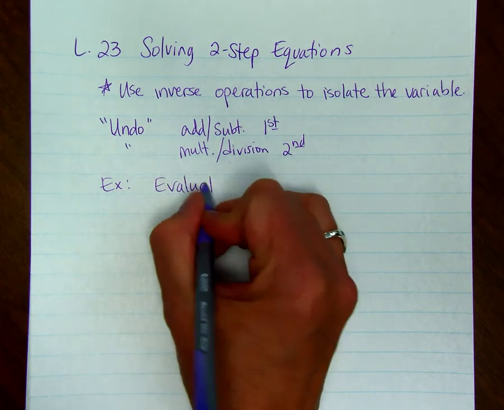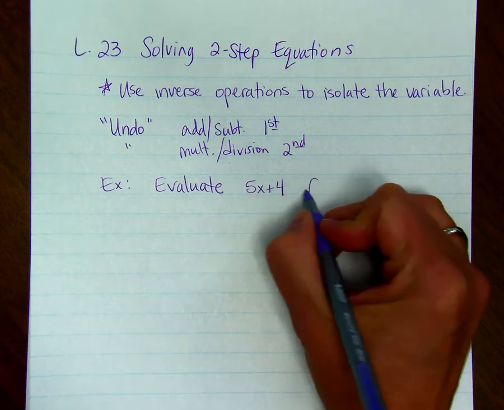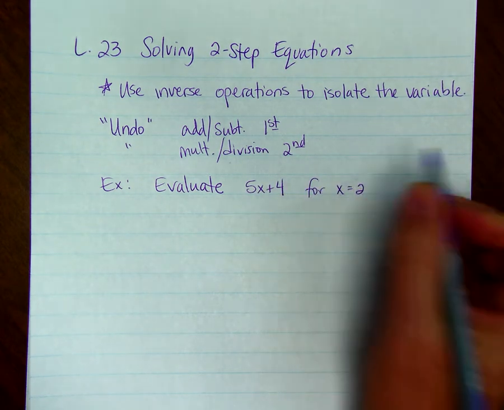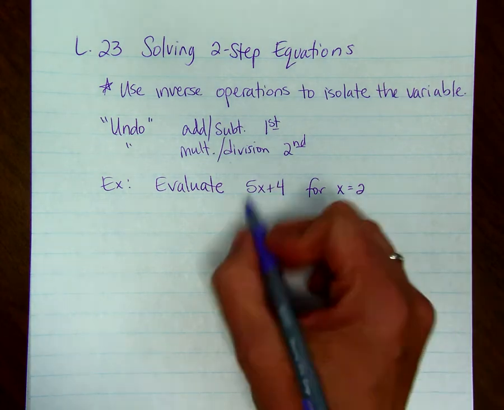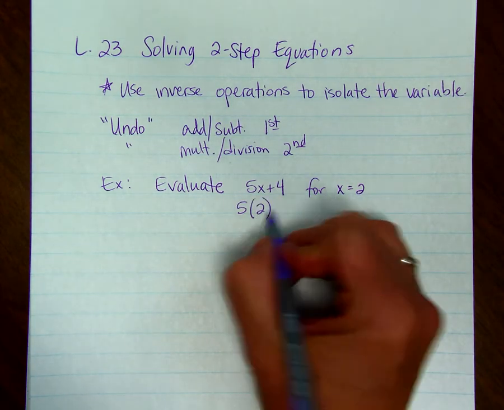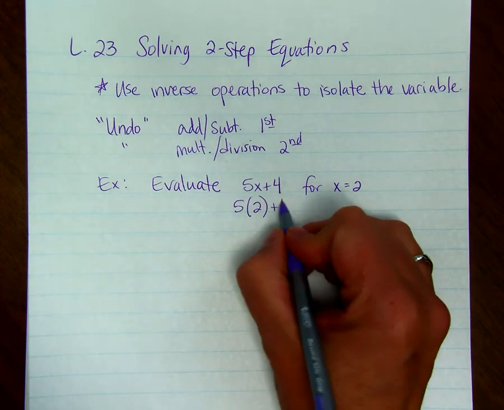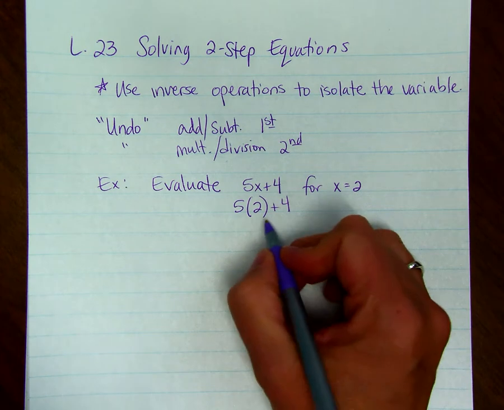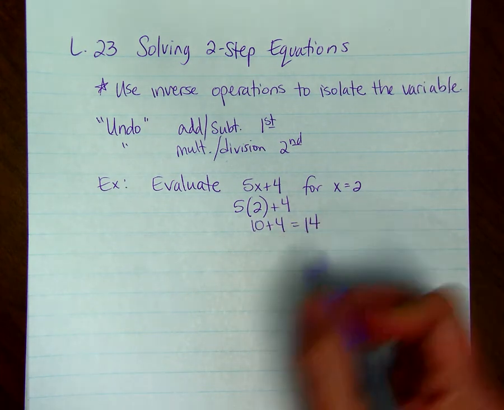Evaluate 5x plus 4 for x equals 2. In this case, all we need to do is plug in a number 2 for x. So we have 5 times 2. When 5 is right next to the variable x, that means multiply. And then we're going to add 4. 5 times 2 is 10, plus 4 will give us 14.